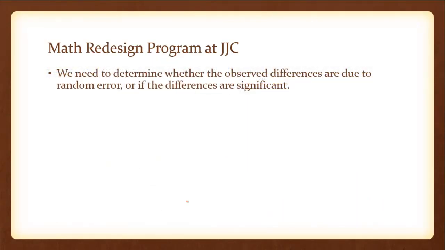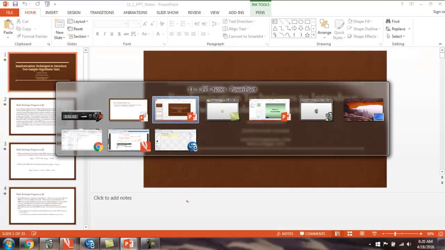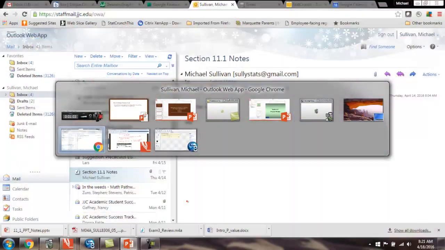So we are going to figure out whether the observed differences are due to random error or if the differences are significant. When I say due to random error, it basically means the MRP course and the traditional do have the same pass rates, and it was just pure chance that we ended up with 19 in the MRP and only 14 in the traditional. To answer this question, what we're going to do is use something called a randomization model. I'm going to go into StatCrunch to show you how this model works.